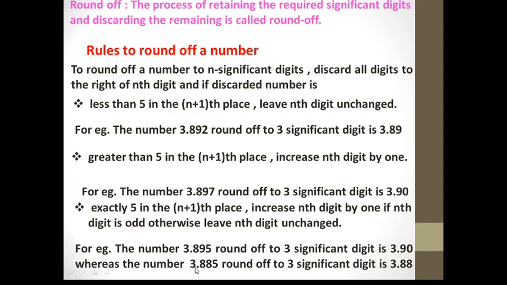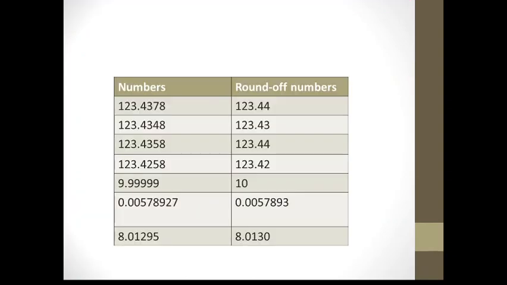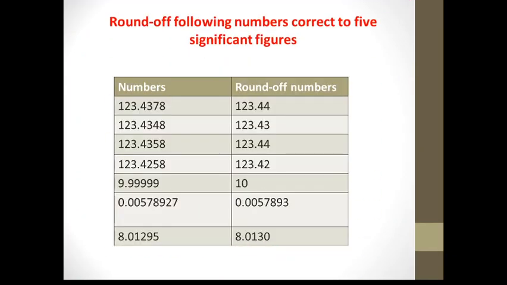So that's why it will remain unchanged. So up to three significant digits, this number can be rounded off to 3.88. I hope these rules are clear to you all. Let's move to one simple example.